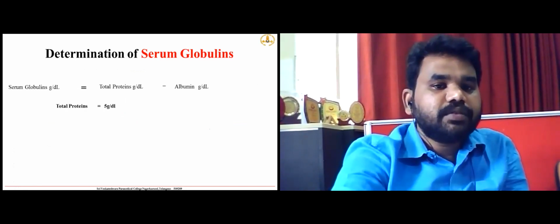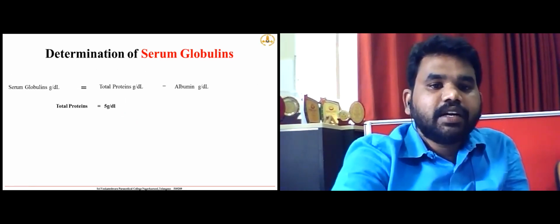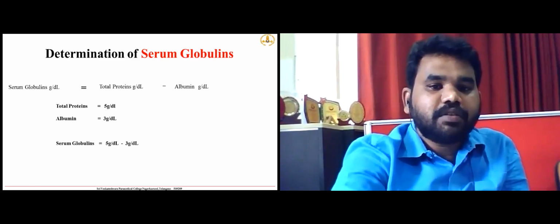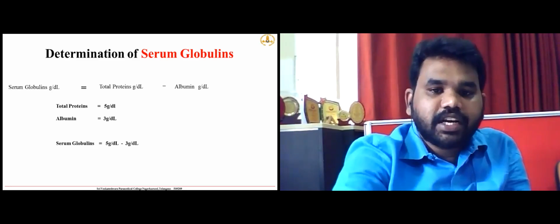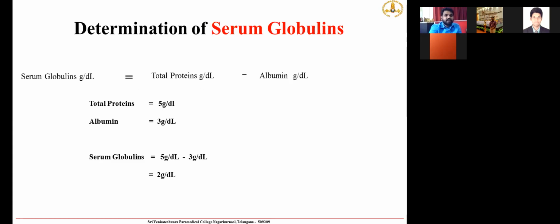Let's take the total proteins value as 5 grams as an example, and the albumin value as 3 grams. Then as per the formula, serum globulin equals 5 grams per dl minus 3 grams per dl, and the result will be 2 grams per dl. It means the serum globulins are 2 grams. So like this you have to calculate the serum globulins, but there is no other method. There are no separate reagents or other procedure to measure the globulins. It is just based on the formula.